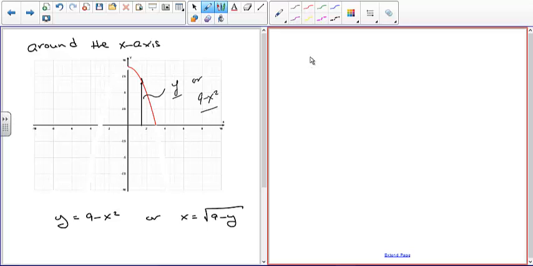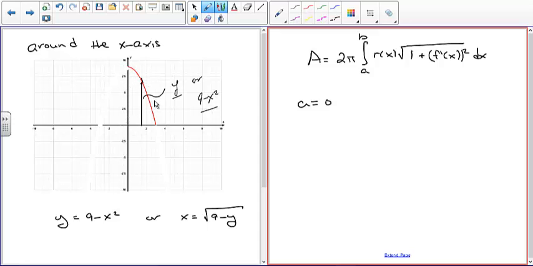So we'll say the surface area is 2 pi times the integral from a to b of r of x times the square root of 1 plus f prime of x quantity squared dx. Okay, well, with the easy parts, a is 0 because that's the x limit for this part, and the x limit for this part is 3. So those are my limits of integration.